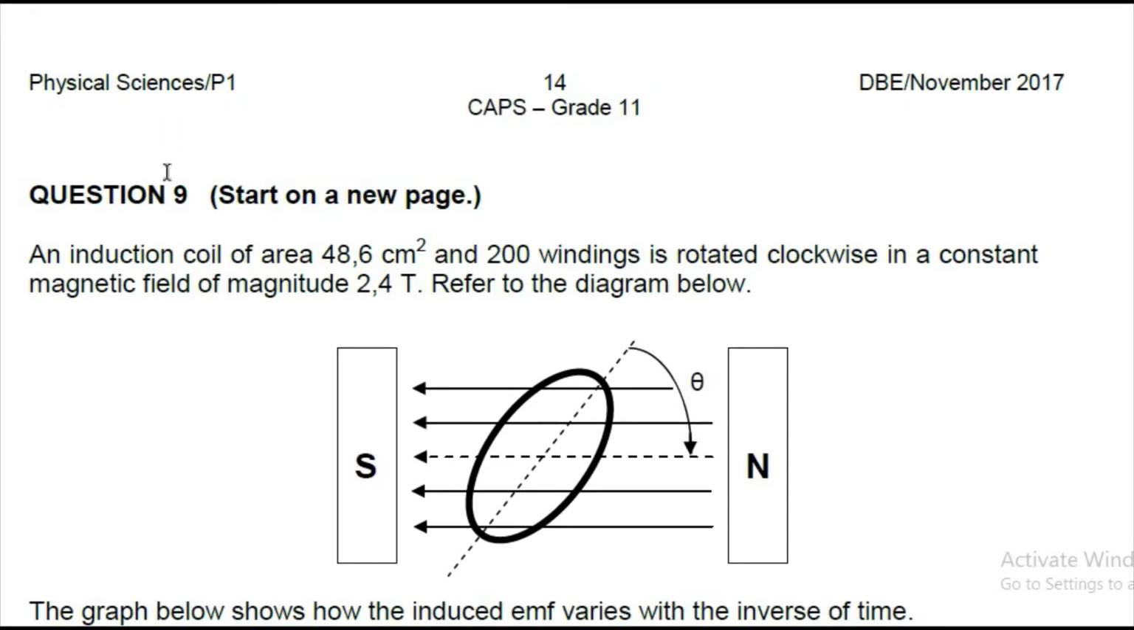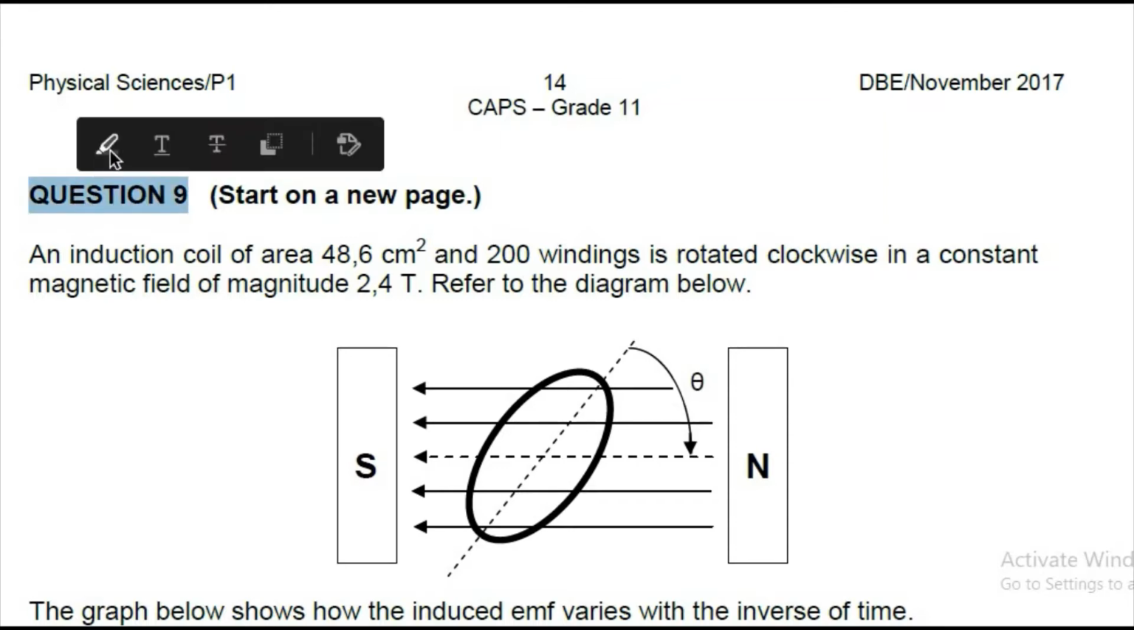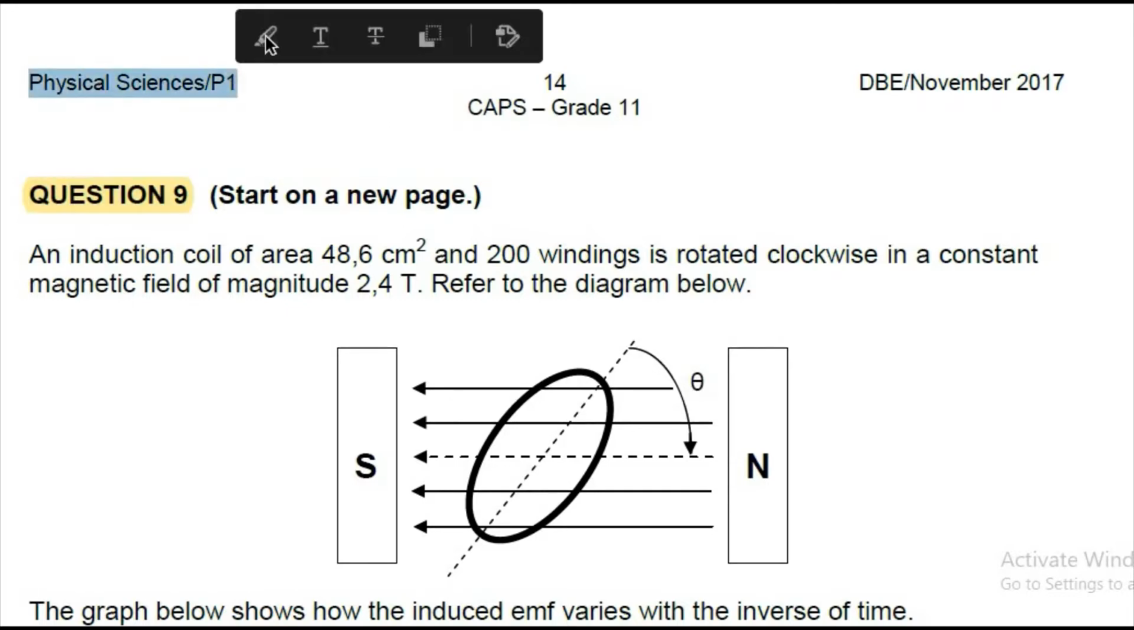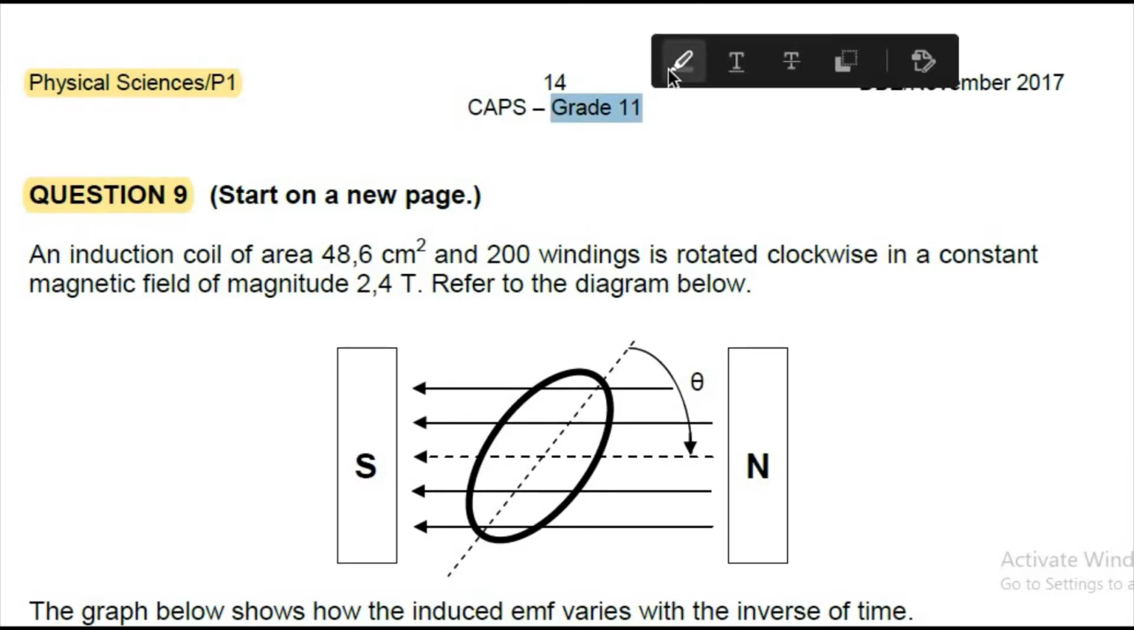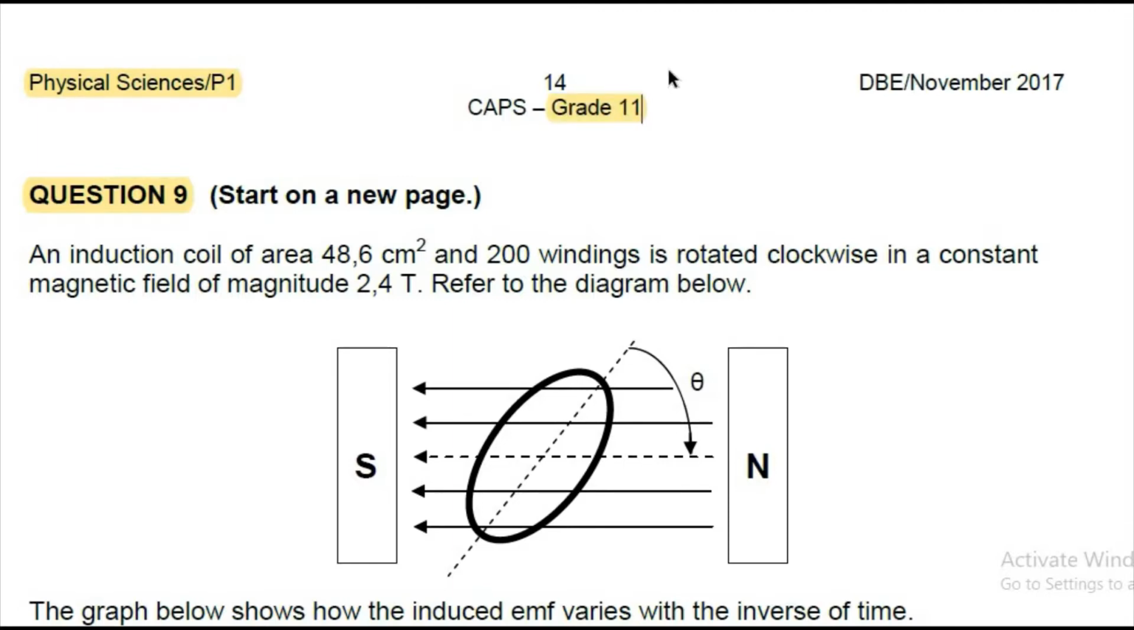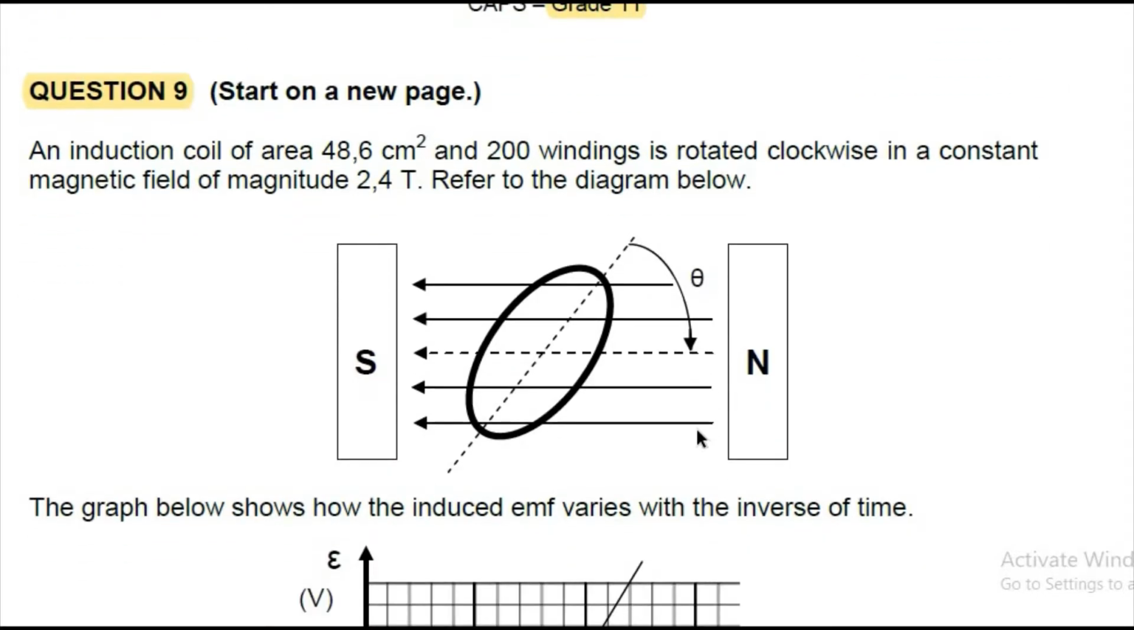Okay, so we have a question here. It's question 9, taken from Physical Sciences Paper 1, still for grade 11. This question is on electromagnetism, right? Cool. So let's just read the question statement quickly.